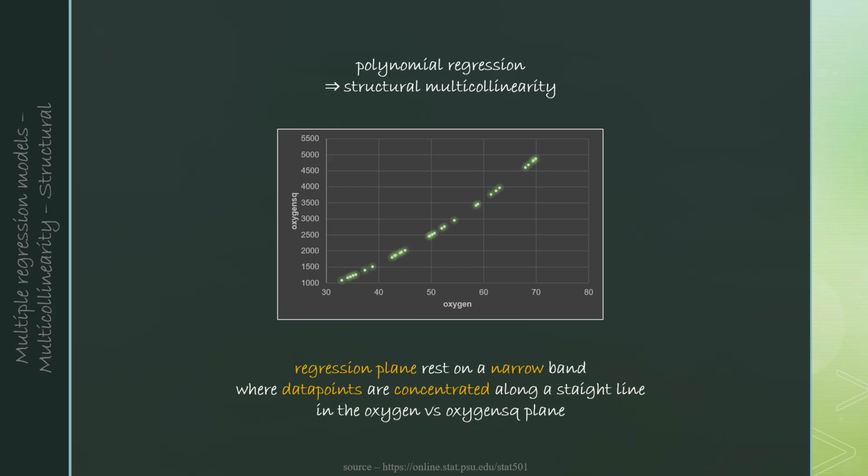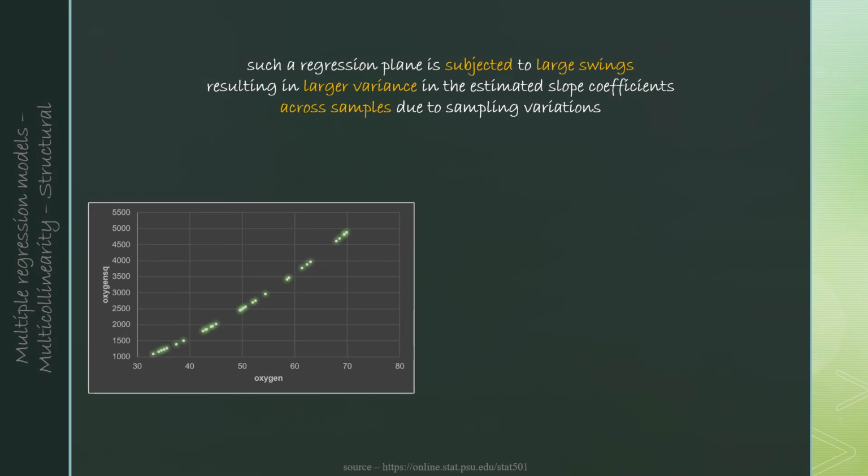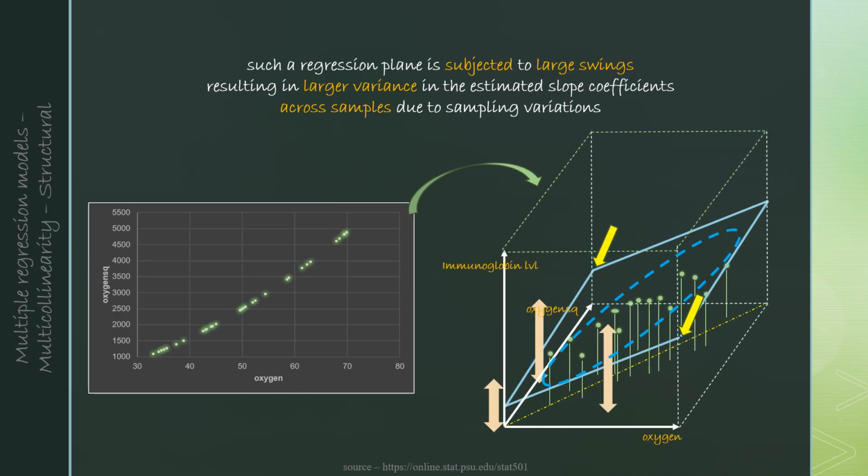As discussed earlier, the regression plane rests on a narrow band where data points are concentrated along a straight line in the oxygen and oxygen SQ plane. We know such a regression plane is subjected to large swings, resulting in large variance in the estimated slope coefficients across samples due to sampling variations.